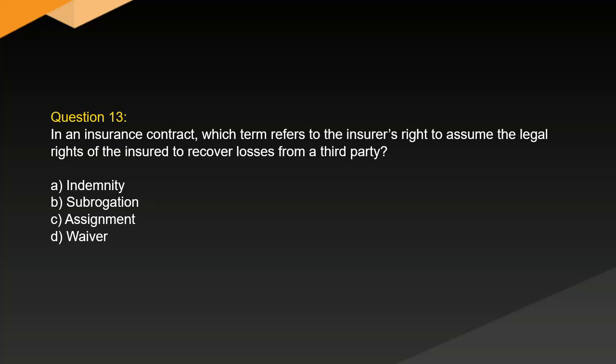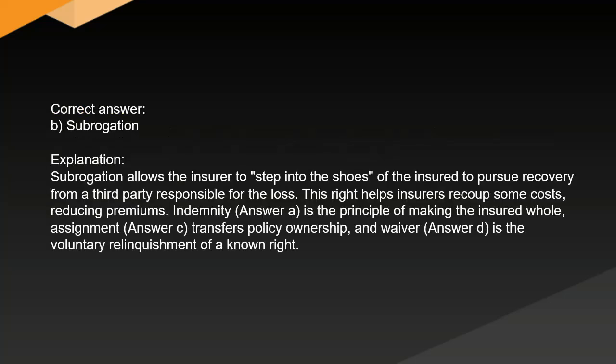Question 13. In an insurance contract, which term refers to the insurer's right to assume the legal rights of the insured to recover losses from a third party? A. Indemnity. B. Subrogation. C. Assignment. D. Waiver. Correct answer. B. Subrogation.